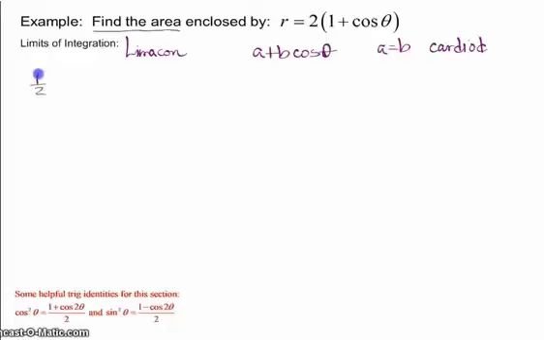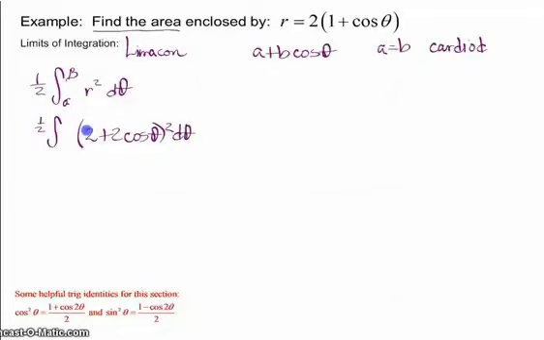So my formula again is 1/2 the integral from alpha to beta of r squared d theta. I'm just going to fill in the pieces that I have here. We'll come back to alpha and beta. I know what r is. r is 2 plus 2 cosine theta, quantity squared, d theta. See how that part's really easy. The r squared part's really easy because they give you r.